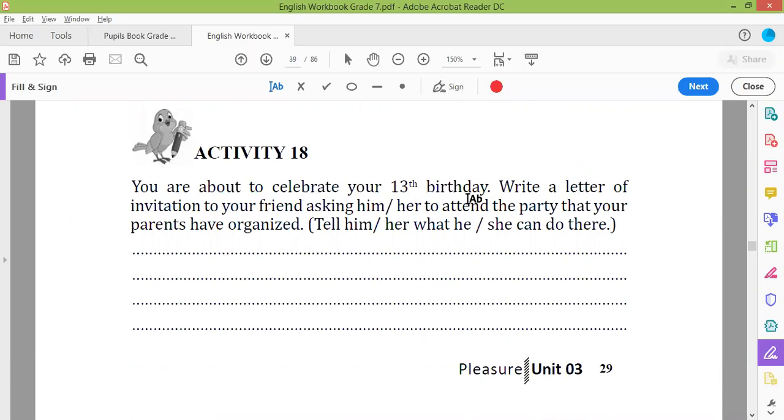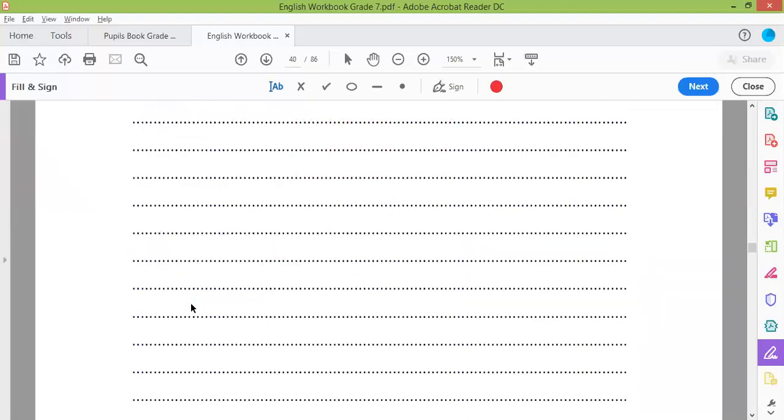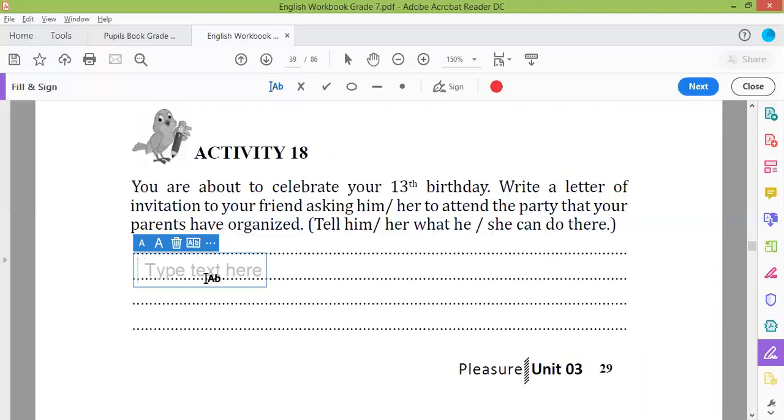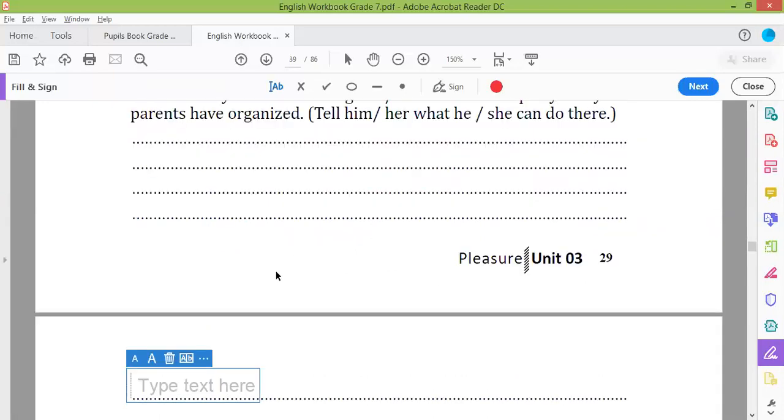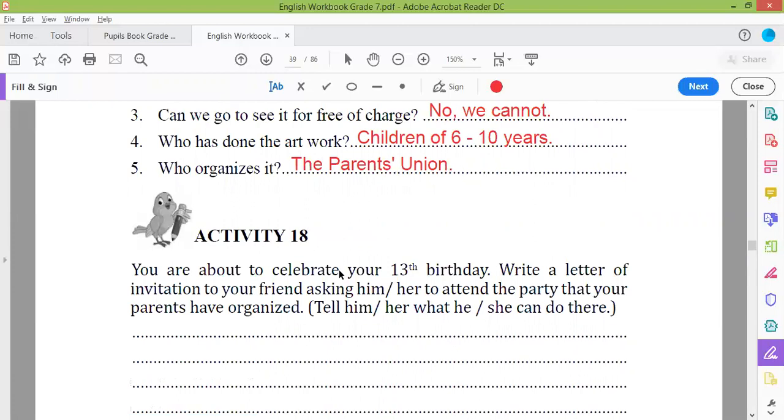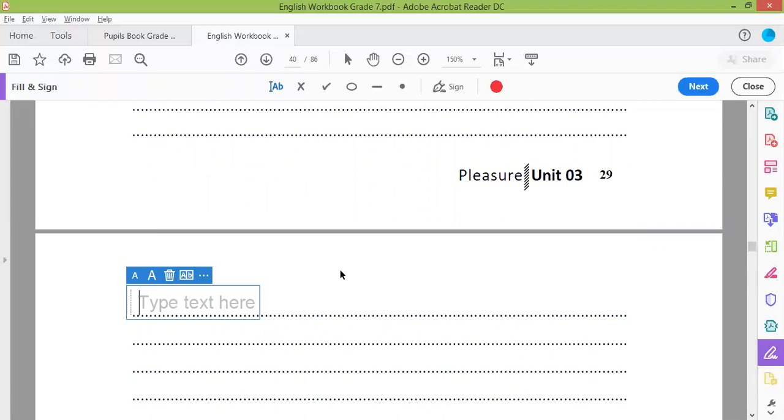You are about to celebrate your 13th birthday. Now we have to write a letter. We have to first invite, right? We have to invite that person to the party and then tell what are the events that you have planned to do. Okay. Let's do a rough schedule now. I will start my letter from here. It looks nice. Okay. Now, who is your friend that you are going to invite for your birthday party? Tarun. Okay. Let's start writing your letter.